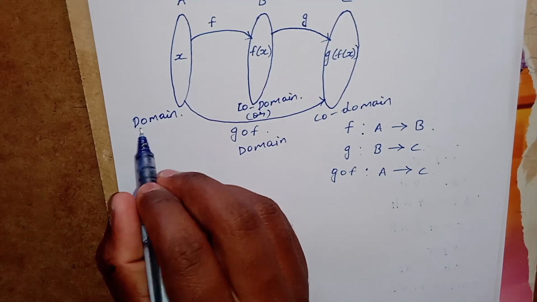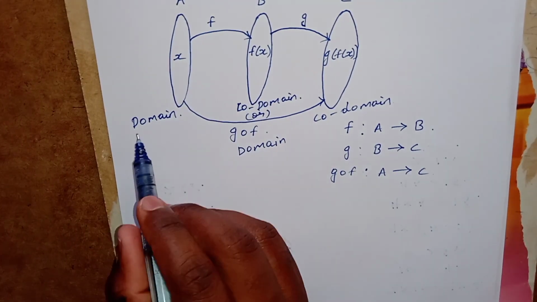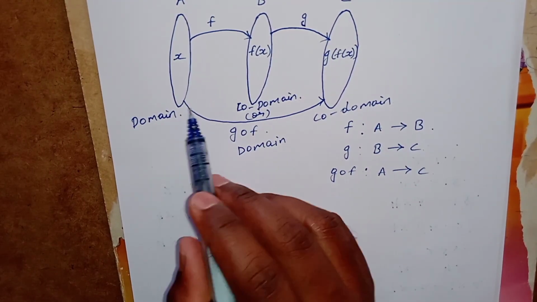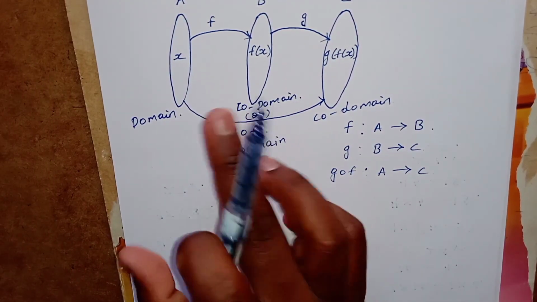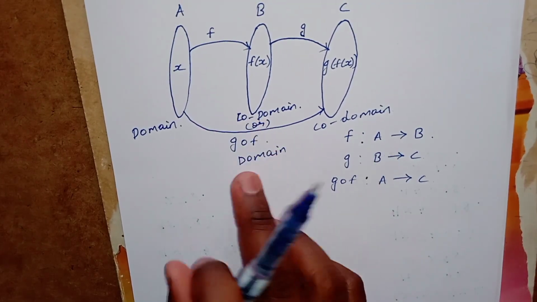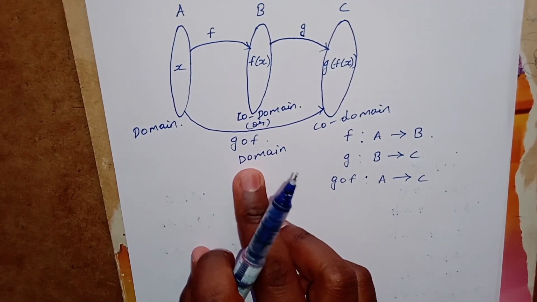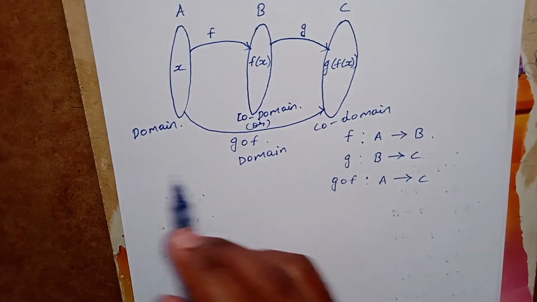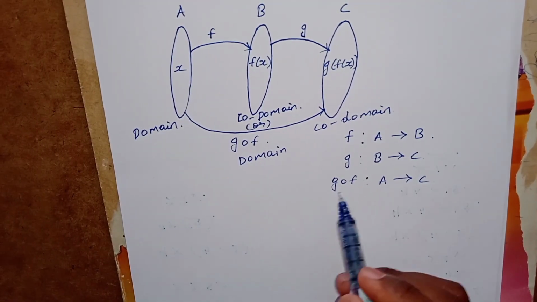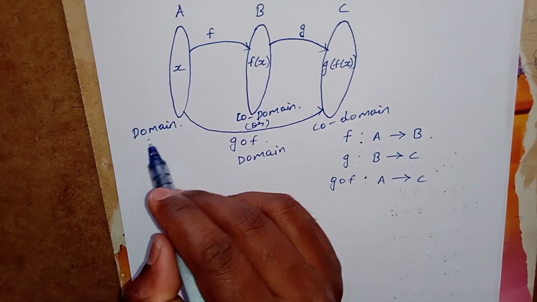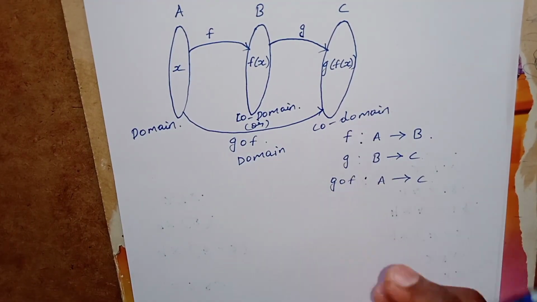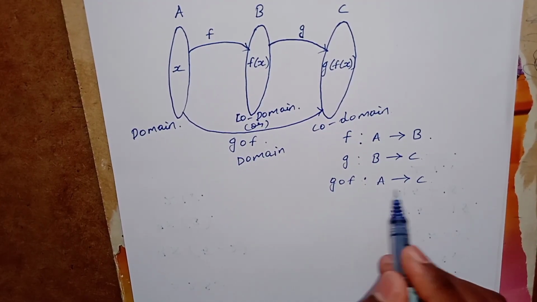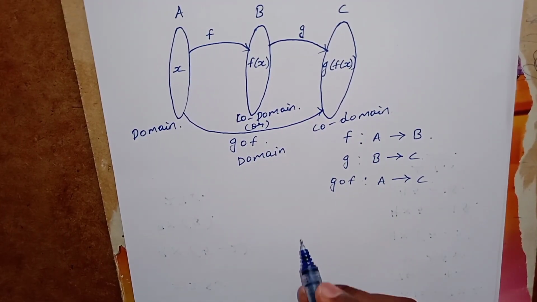Here first in set A and set B, domain and codomain. Next we have three sets, so next I am taking B as domain and C as codomain. Therefore finally gof, this is my domain and this is my codomain. So that only we are getting A related to C.